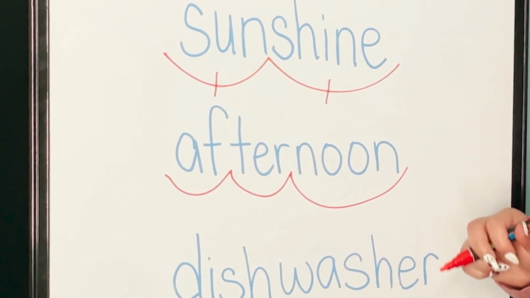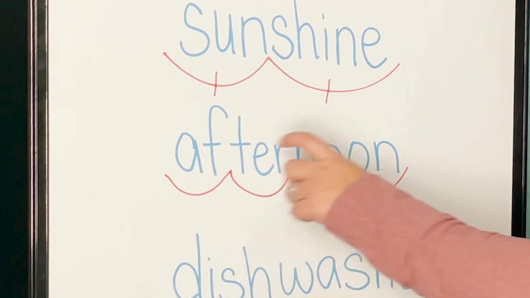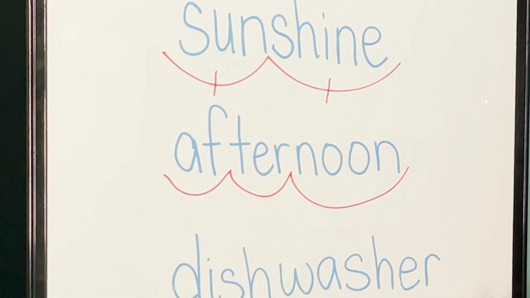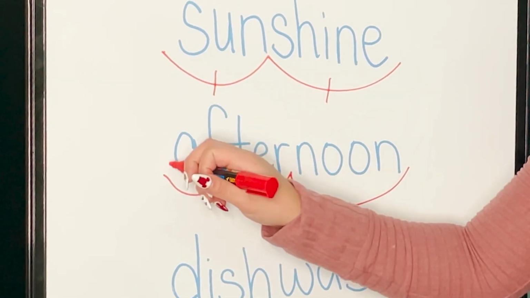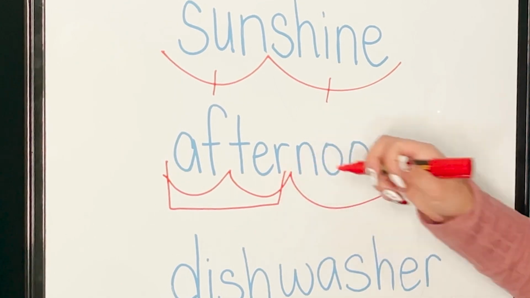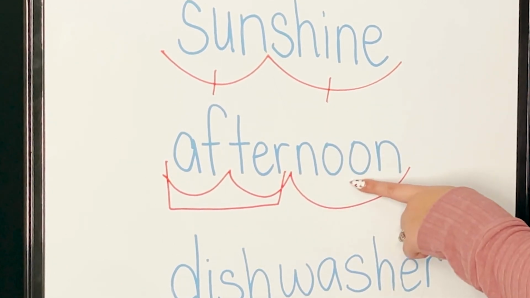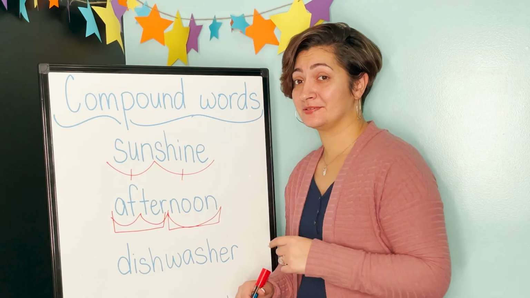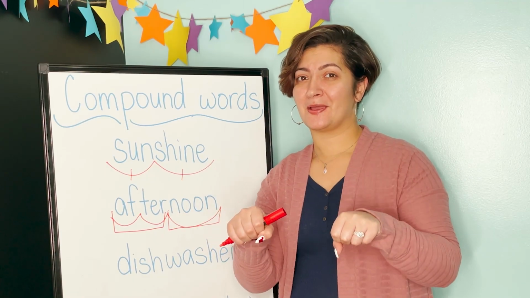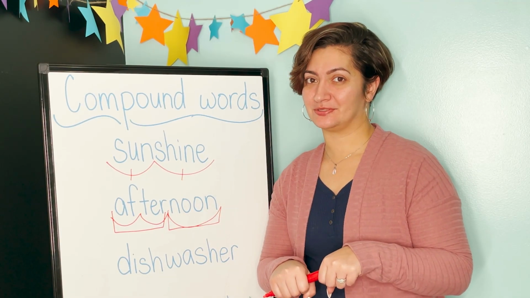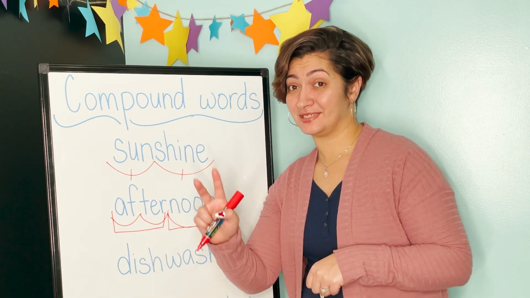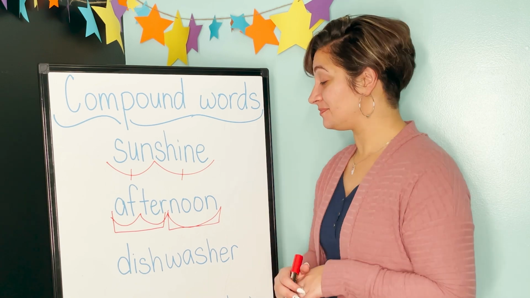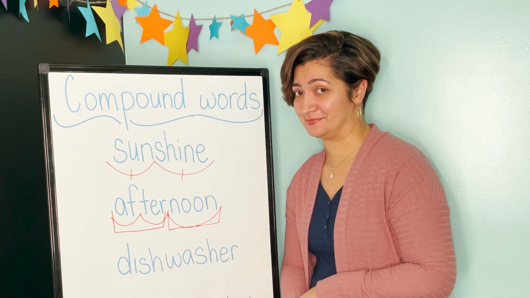Afternoon. All right. Is "af" a word all by itself? No, it's not. But after is a word. Okay? And noon is a word. So this compound word is made up of 2 words, but it has more than 2 syllables because after is 2 syllables all by itself. All right, well, let's look at the next word.